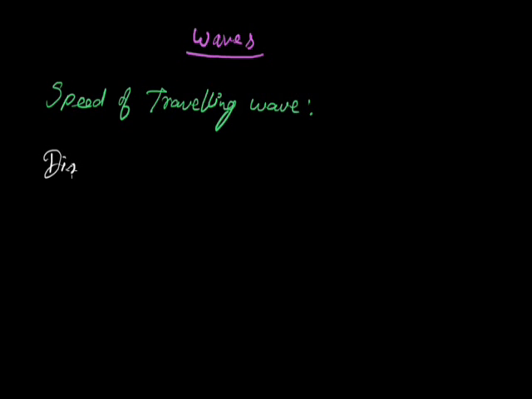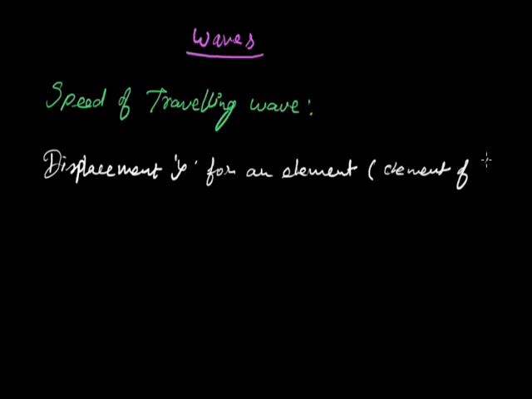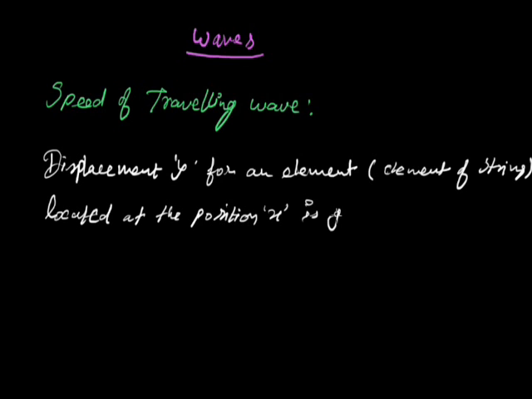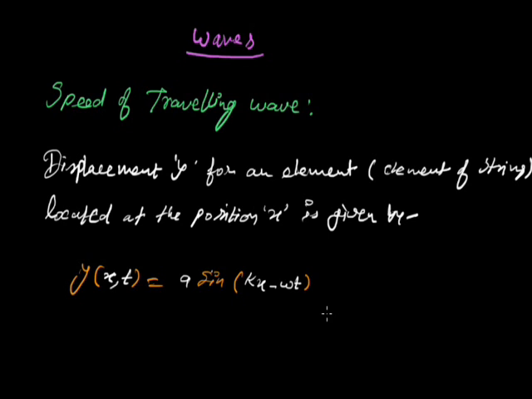As we know, the displacement y for an element of the string, located at the position x along the x-axis, is given by y as a function of position and time equals A sin(kx minus omega t). Note that here we are considering that the initial phase phi is equal to 0 when the wave starts. Let us mark this equation number 1.